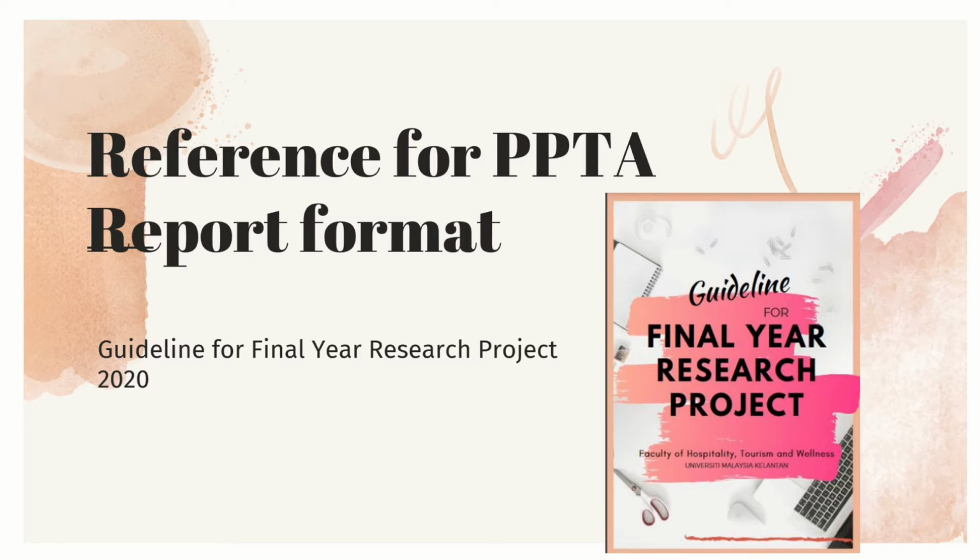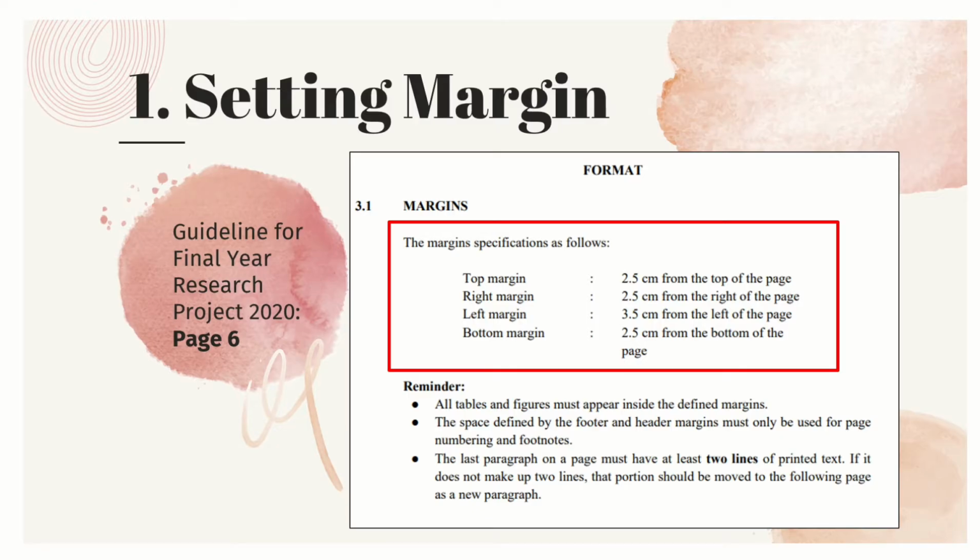So you are going to use this guideline for final research project in order for you to do the formatting in your report. Basically the first one is setting margin, where in the guideline it has been set how the margin specification is as follows. The top margin, right margin, left margin and bottom margin according to this one. So you can refer to the guideline in page 6.